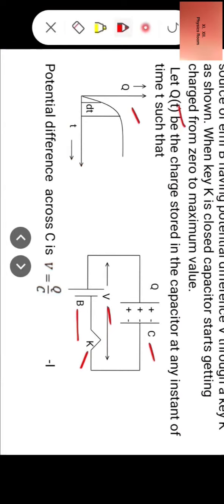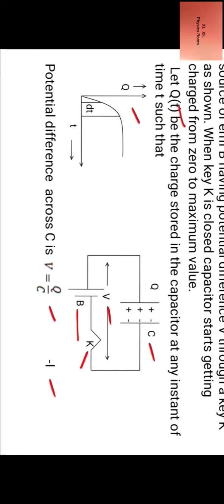Now let q be the charge stored in the capacitor at any instant of time t, such that the potential difference across C is V equal to q by C. Let us mark it as equation 1.